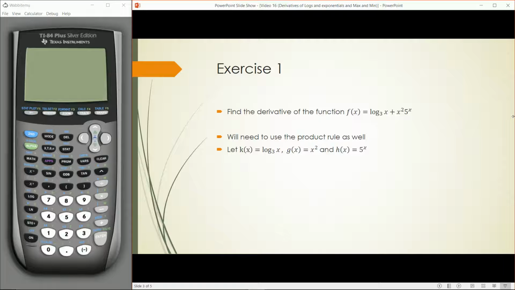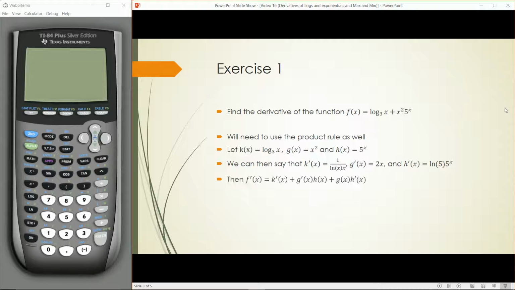All right, those of you who have, each of these should have their own derivatives, which we get 1 over the natural log of 3 times x. I'll have that edited. g prime is just 2x, and h prime is natural log of 5 times 5 to the x. All right. Finish if you haven't.